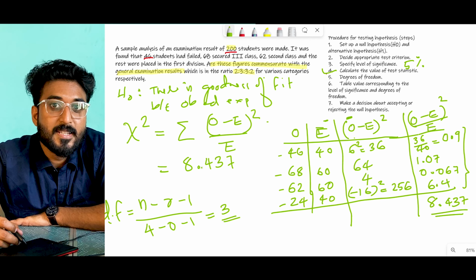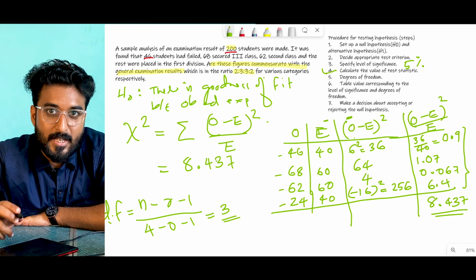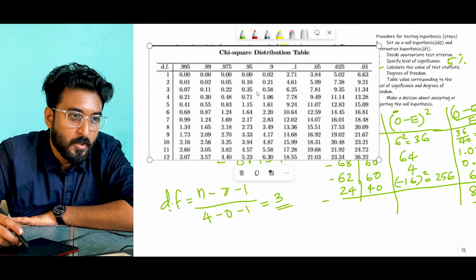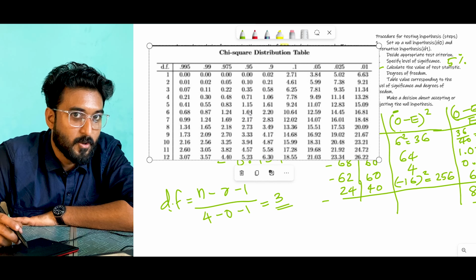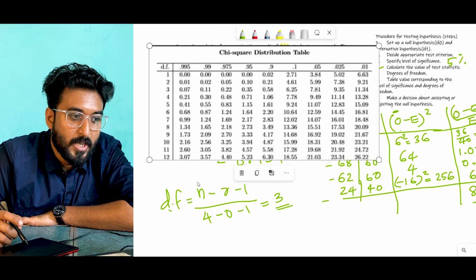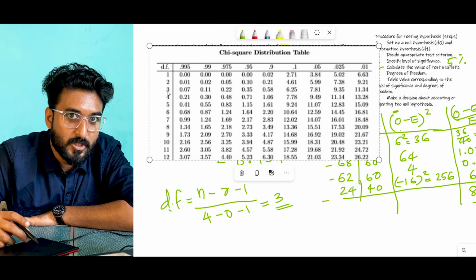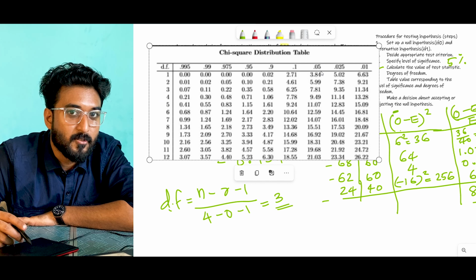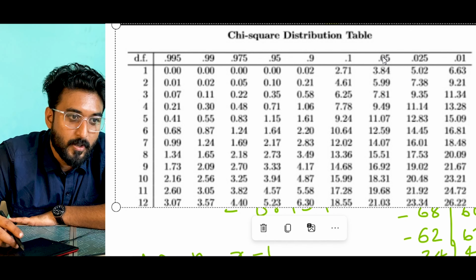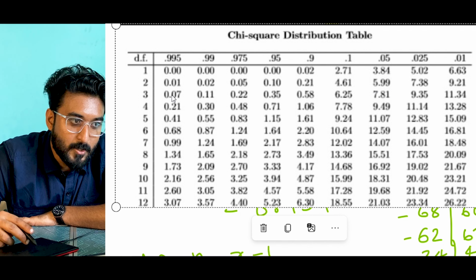So from the statistical table, you can find the table value. This is a table for the chi-square test. From this table, we obtain the table value. Here the degrees of freedom is 3, so we look at 3 corresponding to 5%. This is the degrees of freedom and this is the level of significance. The level of significance is 5%, and 5% means 5 divided by 100, which is 0.05. So 0.05 corresponding to 3.